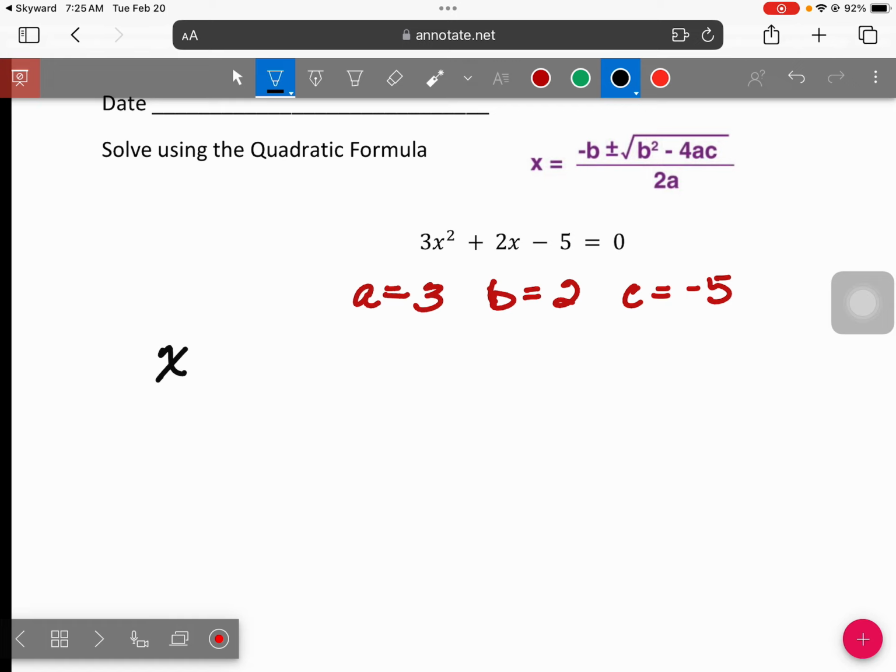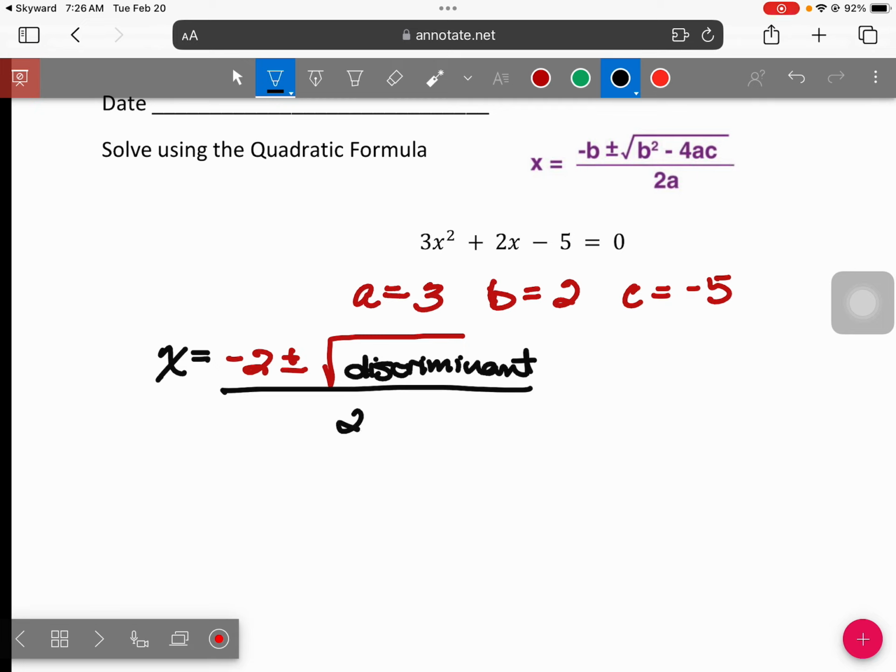So then X equals the opposite of B. Well, if B is 2, then the opposite is going to be negative 2 plus or minus the square root of B squared minus 4AC. Ooh, I forgot. I usually like to do this separately. So I'm going to call this the discriminant in here because I'm going to do it separately. All divided by 2 times A, which is 3.